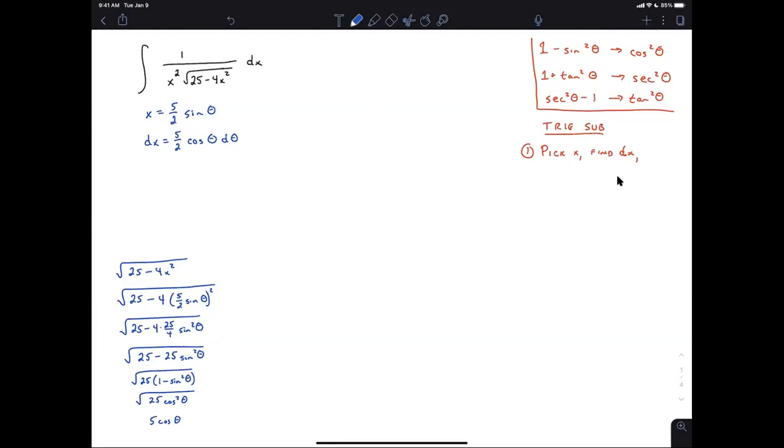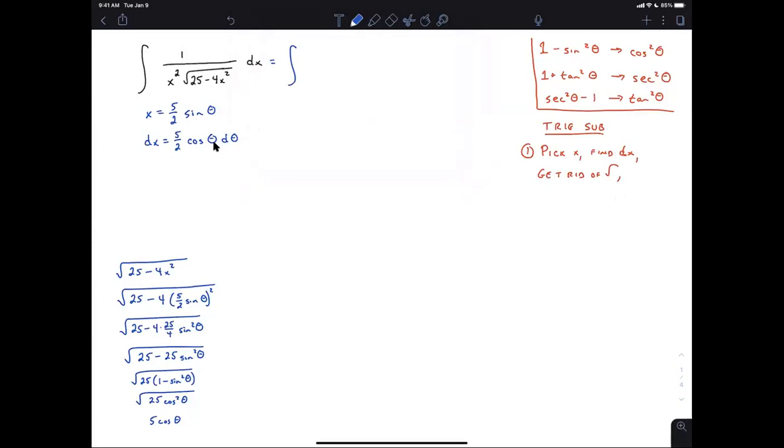Okay, so you pick x, you find dx, you sub in for the square root, so you get rid of the square root. And now we're going to plug everything into the original integral. Any x that's not in the square root gets replaced with this x, or with the 5/2 sine theta. The square root itself gets replaced with what we figured out down here. And then dx gets replaced with whatever dx is.